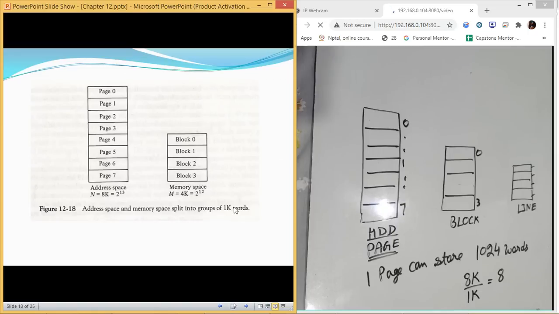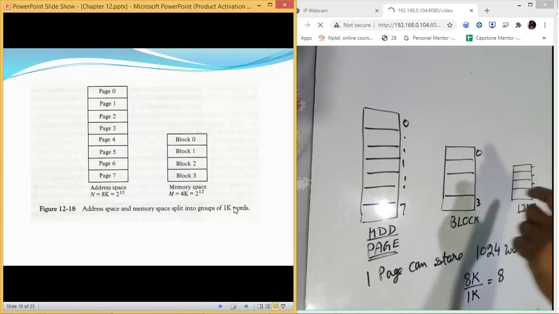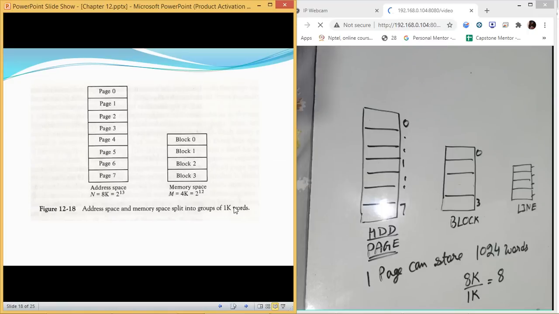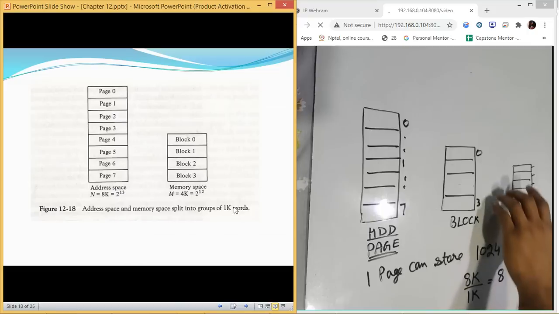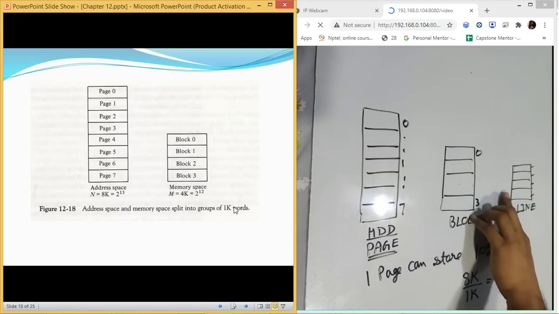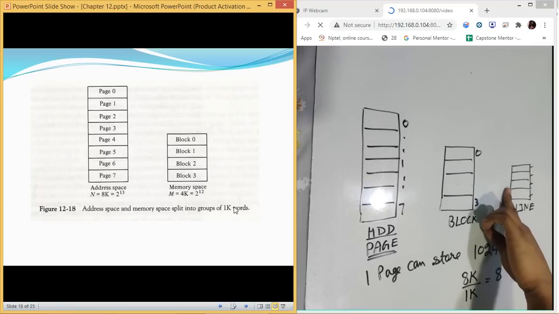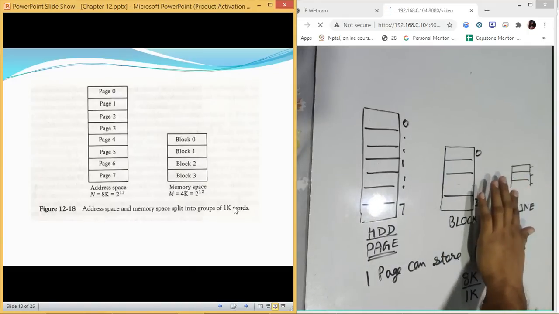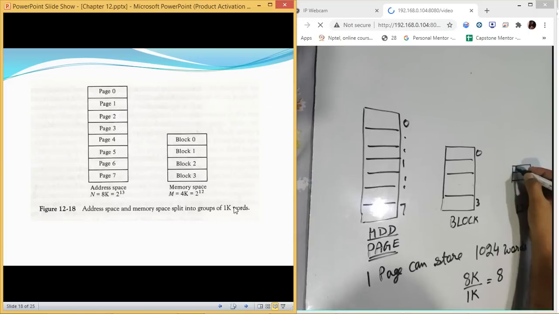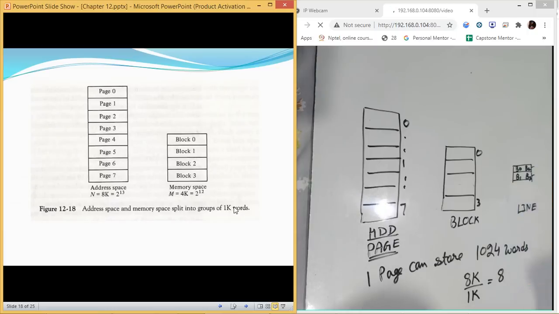So this is how we are going to split the space between hard disk drive and blocks. Similarly, we are having lines for cache. Sorry, I said RAM, but it is cache. So we can have an even smaller cache compared to that. If this is a line and we are having two lines, we can store B0 at this place, B1 here, B2 here, and B3 at this place.